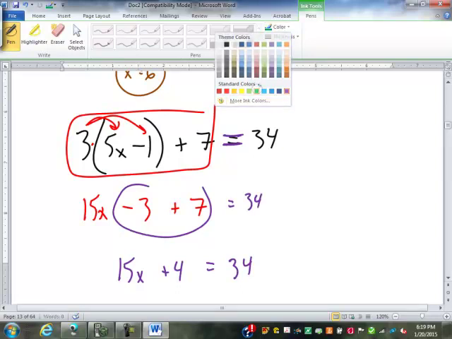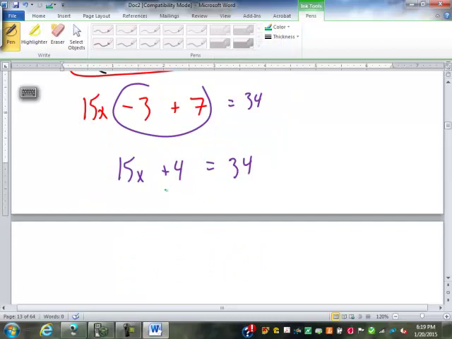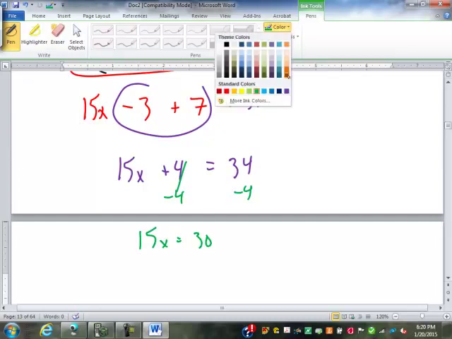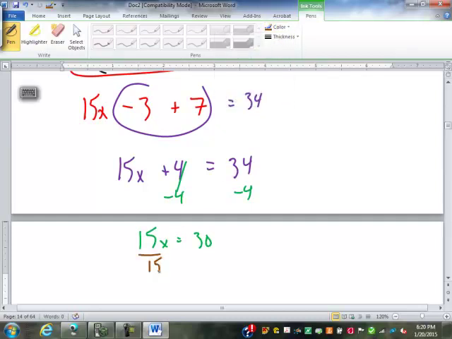And now we solve by subtract 4. 15x equals 30. And then divide by 15. X equals 2. Questions?